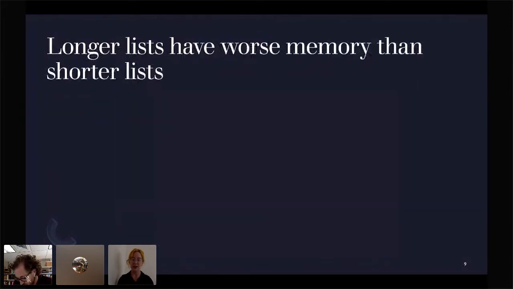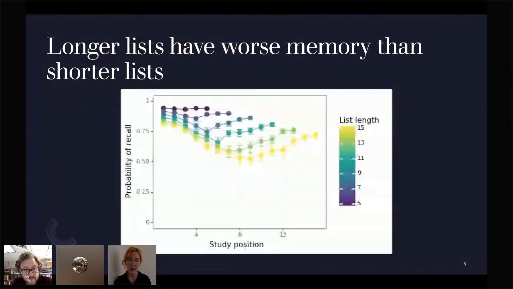Then I'll show you that longer lists have worse memory than shorter lists. We can basically just artificially change word lists from any given study and truncate them to different lengths. So I'll show you the memory for lists ranging from 5 to 15. As you can see, short lists have greater memorability and long lists have worse memorability. In particular, that's a function of the length of the list, so it's not just an artifact. It really does seem to be driven by list length.